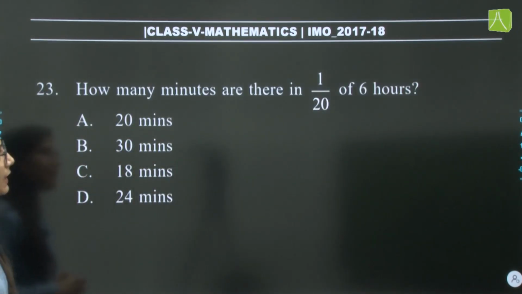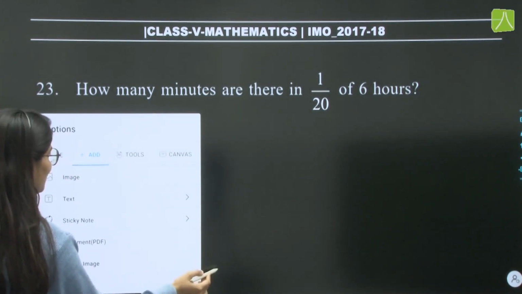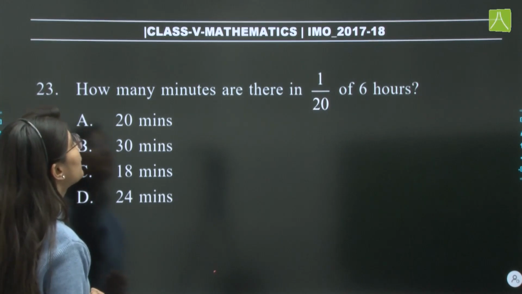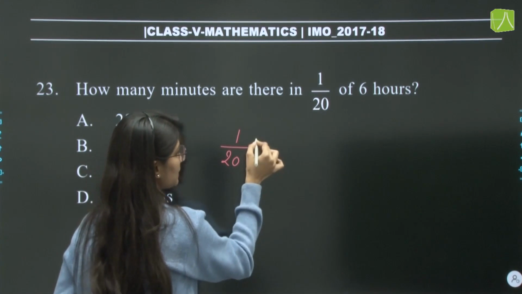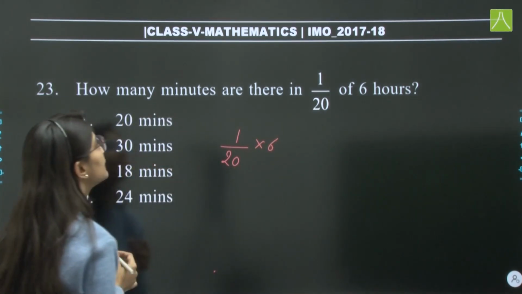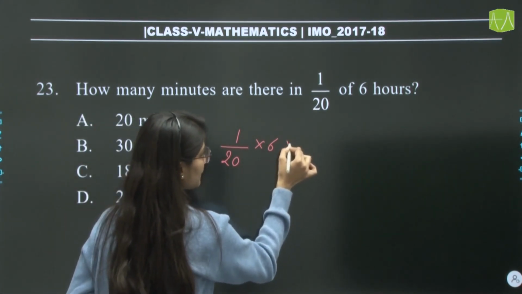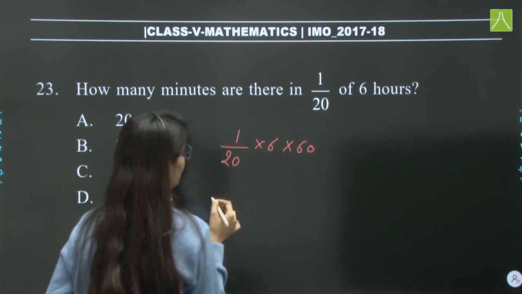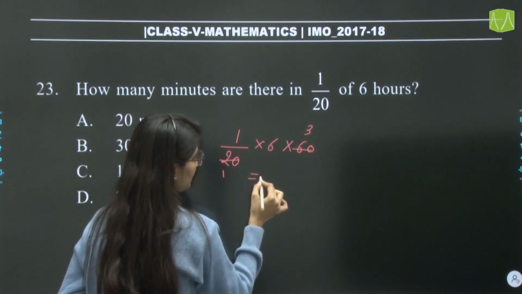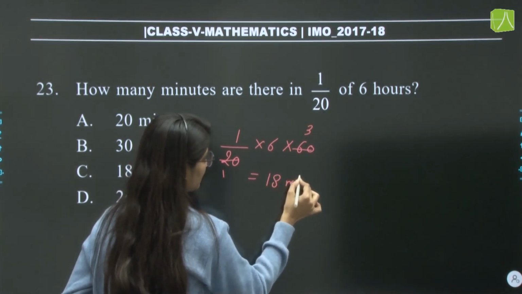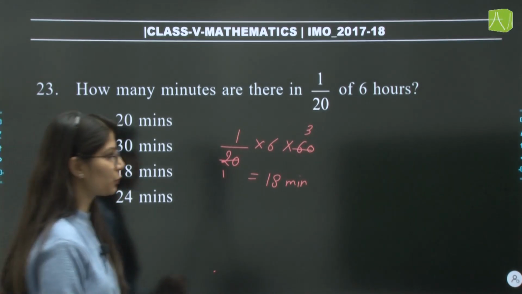How many minutes are there in 1 by 20 of 6 hours? So 1 by 20 of 6 hours means multiplied by 6, but we have to find the answer in minutes. So in 1 hour, there are 60 minutes. So in 6 hours, there will be 6 multiplied by 60. So just multiply it by 60 and now solve it. You can cut 20 by 60, 3 times. So 6 multiplied by 3, the answer is 18 minutes. And this is option C. Now let's move to the next question.